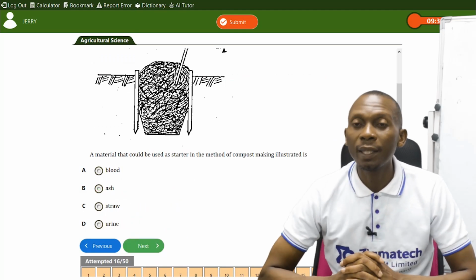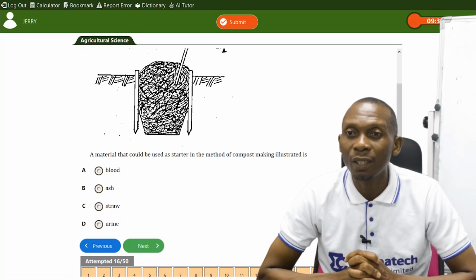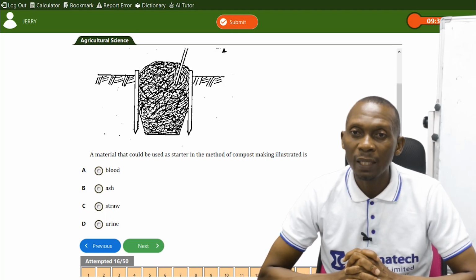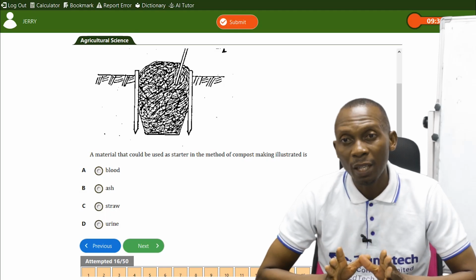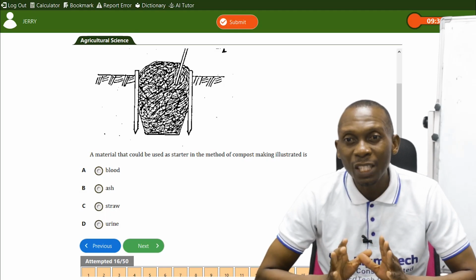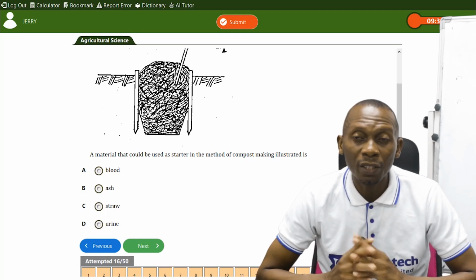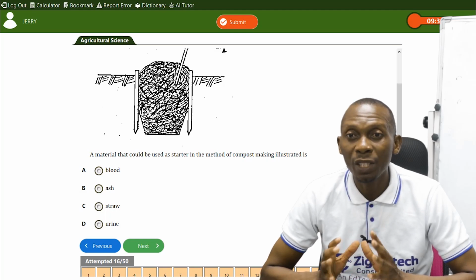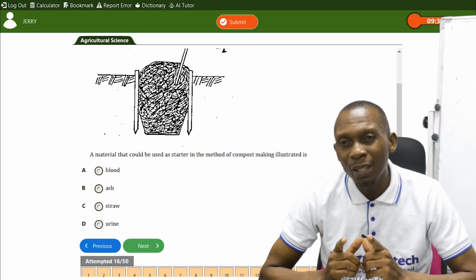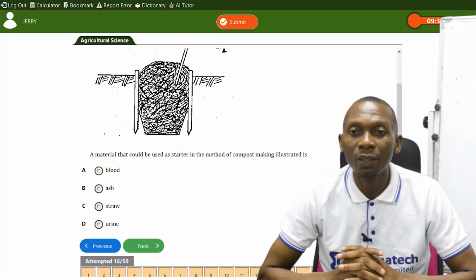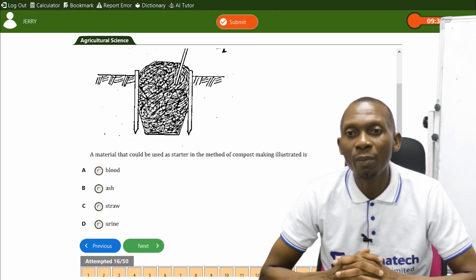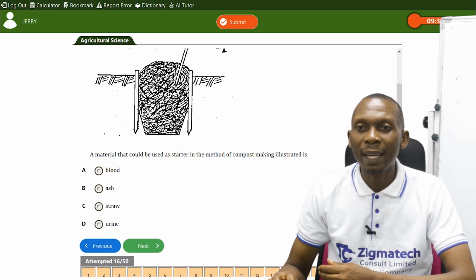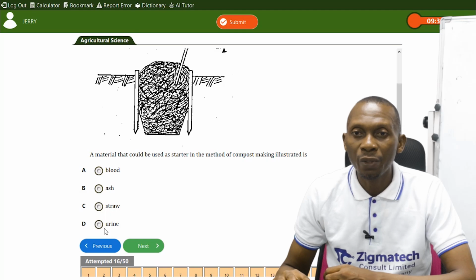Okay, so this question says a material that could be used as a starter in the method of compost making illustrated is A, blood, B, ash, C, straw, D, urine. And here, blood has been struck out, straw has also been struck out, so we have ash and urine. Ash actually serves as a material that helps to take care of acidity, traces of acidity, so same as urine, but urine can also serve as a starter in the sense that it contains urea and nitrogen, which enhances microbial activities, which is necessary for compost making, because compost making has to do with decomposition. So the answer here is urine.